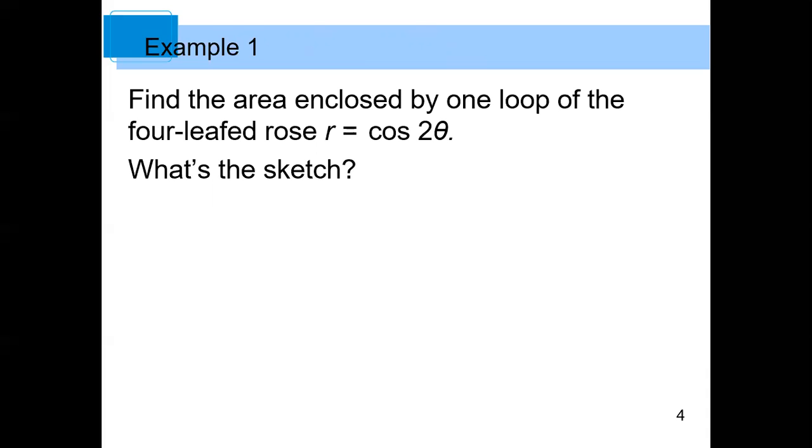I promise you, the sketch is going to look something like this. I mean, just think about what's going on at theta equal to 0. If I plug in theta equal to 0, which means I'm on the positive x-axis, what's my radius? If I plug in theta equal to 0, what's my radius? 1. Okay, so I'm kind of out here, right? And this is like 1 out here.